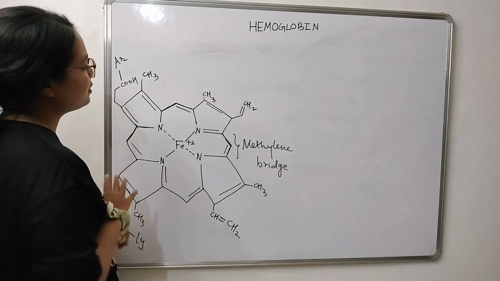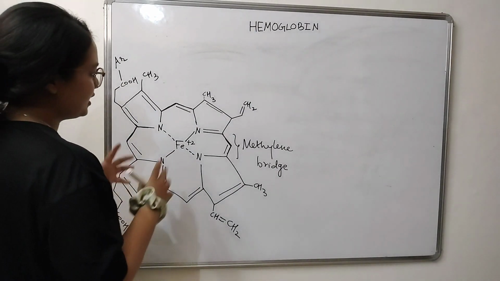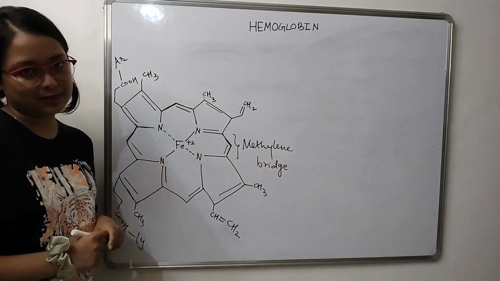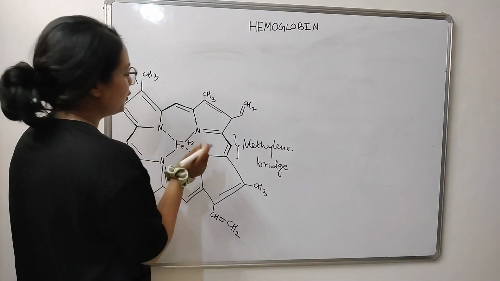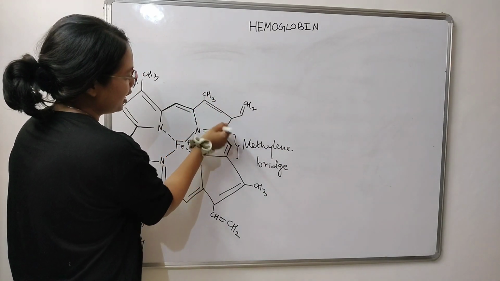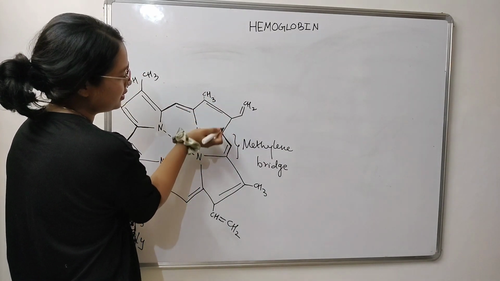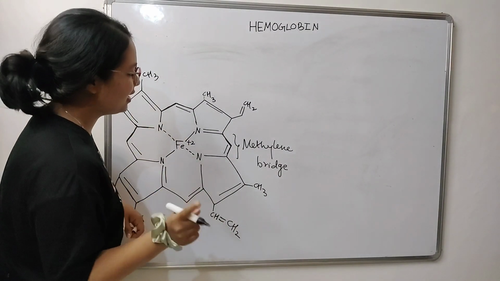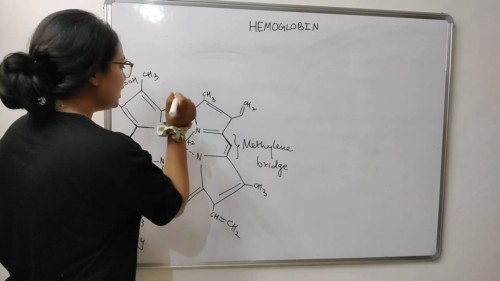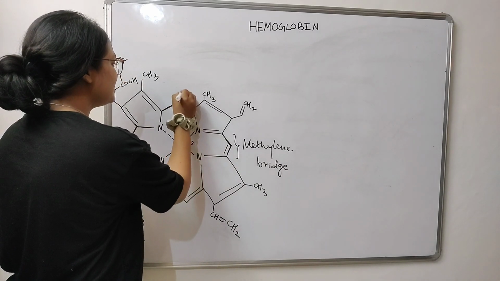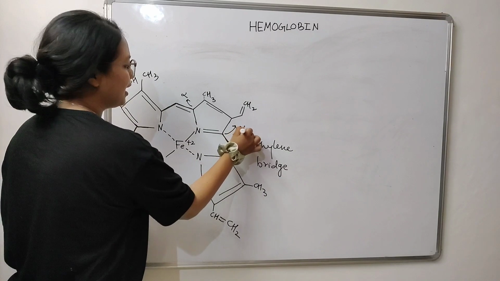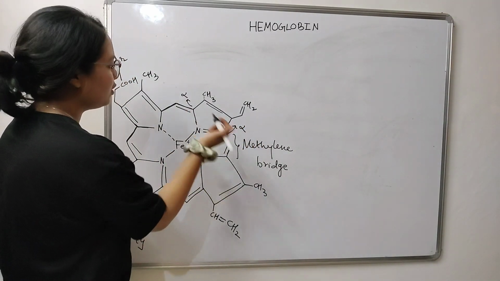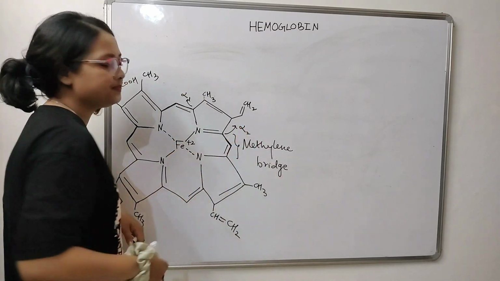Now let's come to the substituents which are present. Before we do that, I just want to label some carbon atoms over here. Basically, we can see there are 4 carbon atoms over here, 1, 2, 3 and 4. Two carbon atoms are linked on either side to the methylene groups. The carbon atoms which are linked to the methylene bridges are known as alpha carbon atoms.